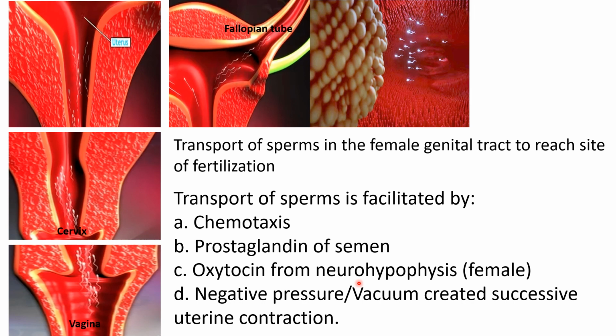It will further aggravate the contraction of the uterine musculature, and due to such successive uterine contraction, a negative pressure is created or vacuum is created which will suck or aspirate the sperms into the uterine cavity. So these are the factors responsible for transport of sperm from vagina to the cervix, then to the uterine cavity, then to the fallopian tube, and finally it reaches the site of fertilization in the ampullary cavity.